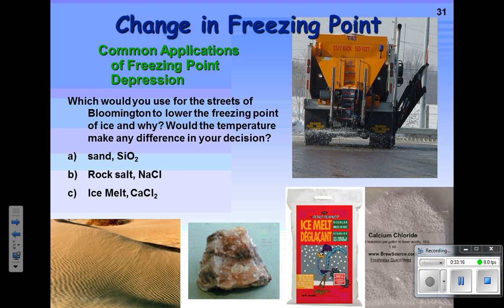SiO2 only has 1 particle, so it will lower the freezing point a little bit. So if it's not real cold outside, I use sand because it's cheap. If it's a little bit colder outside, I'll use NaCl, or regular rock salt, because it's next cheapest, but it lowers it twice as much as just sand does. So if it's colder outside.